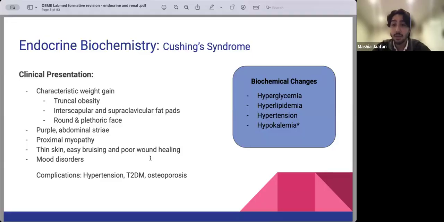Now, in terms of the biochemical changes, this is something that's tested quite a bit. So we know it causes hyperglycemia. We've already talked about that. It causes hyperlipidemia and hypertension. We've already mentioned that. Now, the trends in your sodium and your potassium are tested quite a lot. And the point of this is you need to remember that cortisol can also act on aldosterone receptors. So when your cortisol gets high enough, the cortisol starts acting on aldosterone receptors. And when it does that, it starts acting a bit like aldosterone.